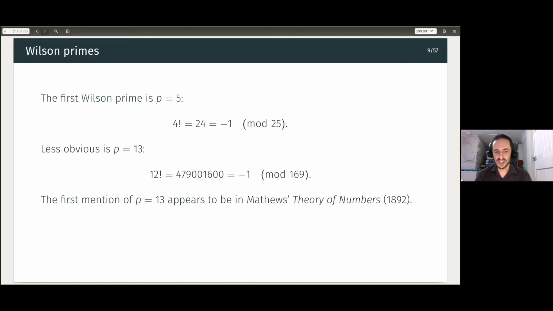The first mention I found of p equals 13 is in a very nice book from the late 19th century by Matthews called Theory of Numbers. He mentions p equals 13.